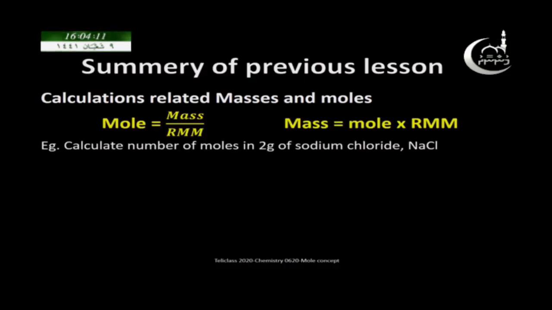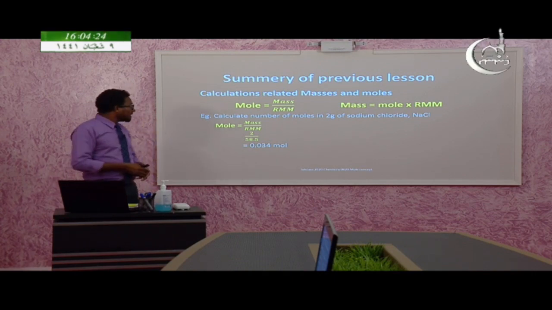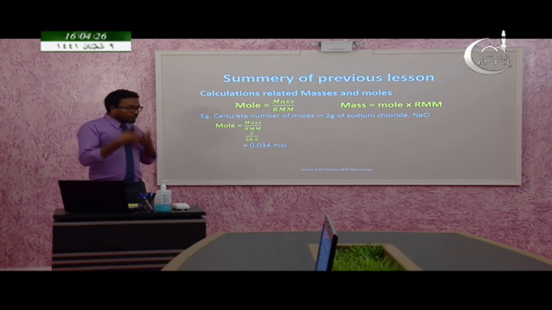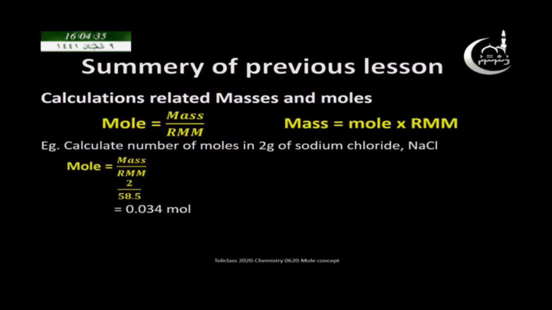Okay, there are some examples I will discuss here. Calculate the number of moles of 2 grams of sodium chloride. So, always write the formula. Don't go for shortcuts. I know you like going for shortcuts, but I advise you don't try to make it too simple. Always write the chemical formula, so that you will automatically memorize the formulas, right?